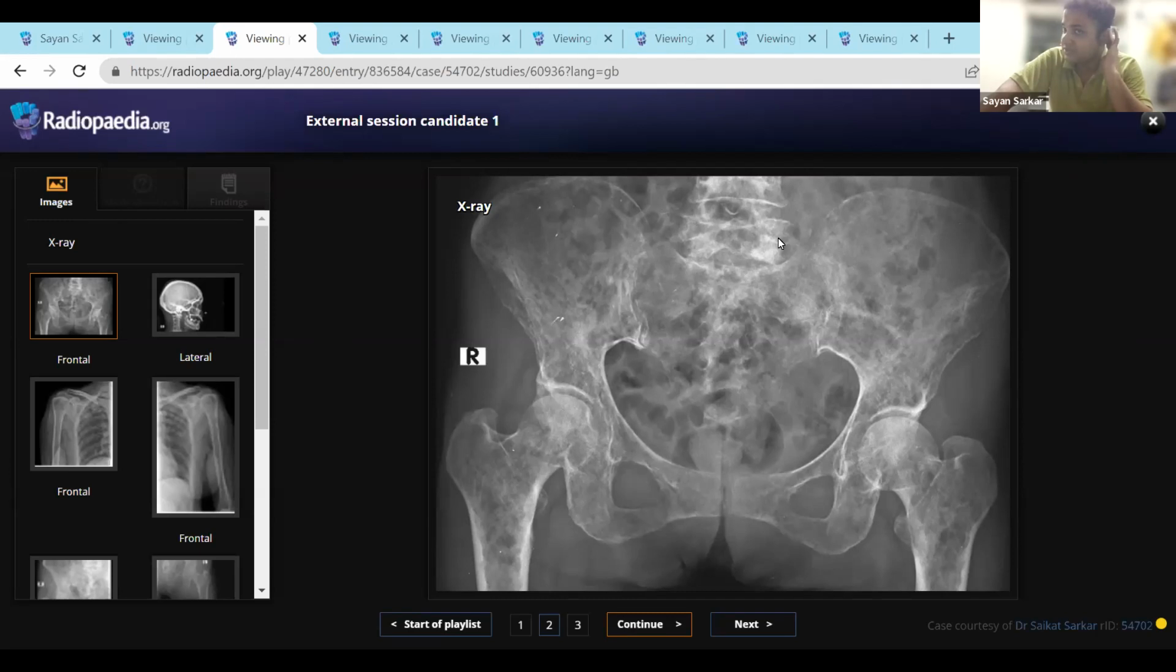What is the principal finding in these images? Basically, the lytic lesions, which are diffusely involving the visualized bones. So I'm suspecting these could represent metastases, maybe multiple myeloma, as one of the differentials. Do you want to see the other images also?